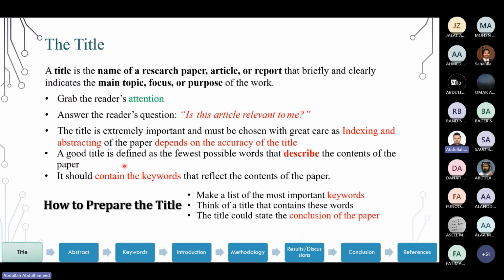Okay, so now I explained some things about the title. Now, how to prepare the title. So you know now how your title should look, but now you want to start writing the title.